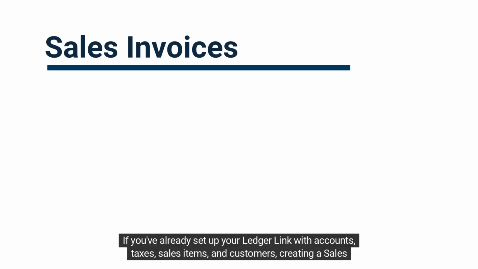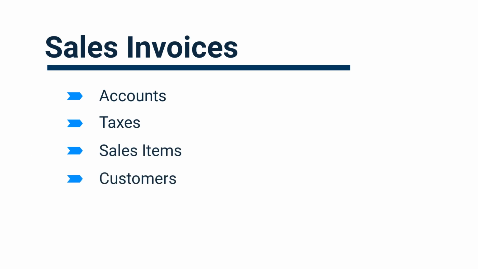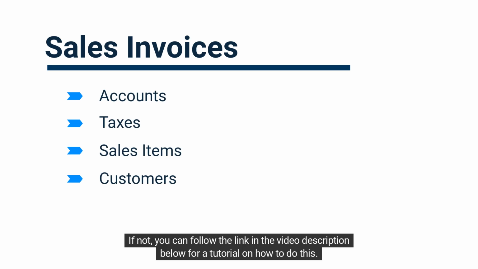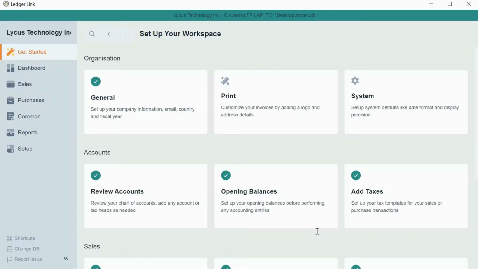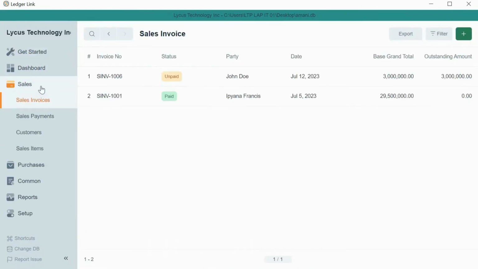If you've already set up your Ledger Link with accounts, taxes, sales items, and customers, creating a sales invoice is a breeze. If not, you can follow the link in the video description below for a tutorial on how to do this. To create a sales invoice, navigate to Sales from the navigation bar, then click on Sales Invoices.